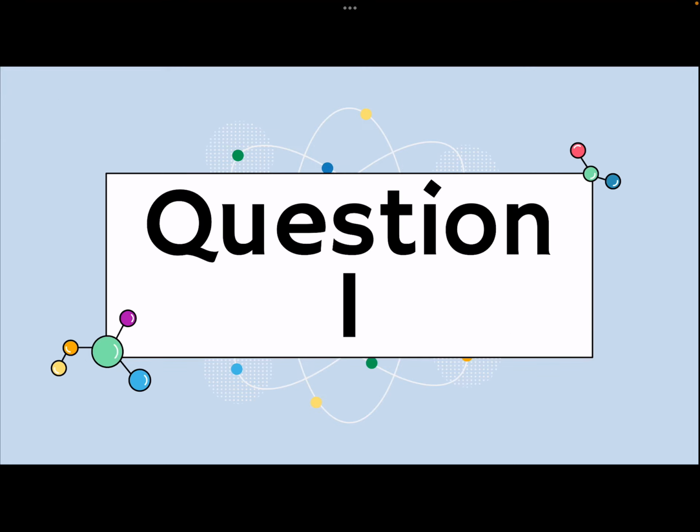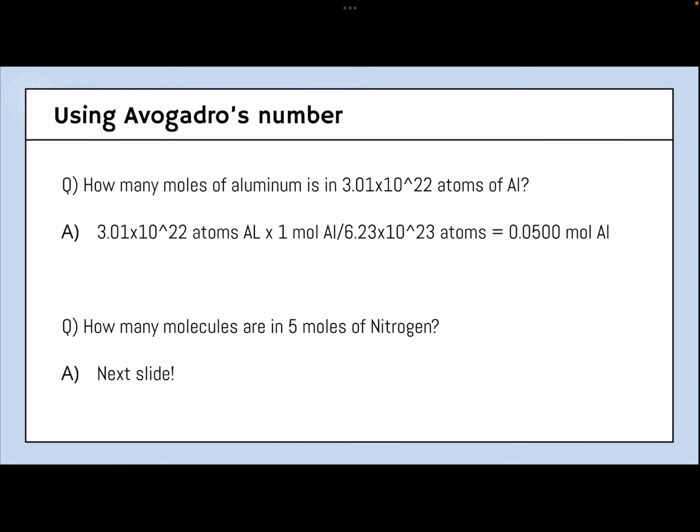How many moles of aluminum are in 3.01 times 10 to the 22nd atoms of Al? We must use dimensional analysis to solve this question. First, we write the given information, which is the number of Al atoms, and we also know that there are 6.023 times 10 to the 23rd atoms in one mole of a substance. So if we calculate this, we get that there are about 0.05 moles of Al. The next problem, try for yourself and watch the video to reveal the answer.